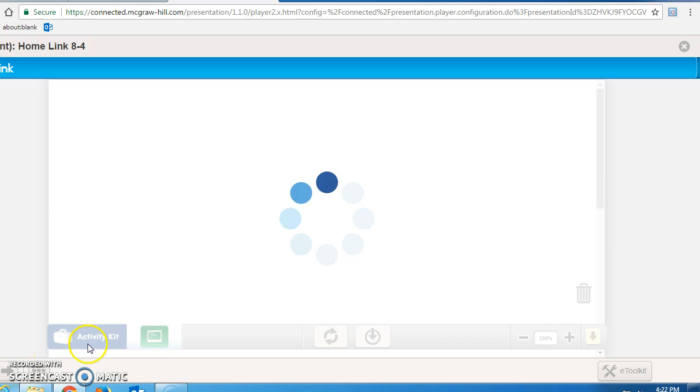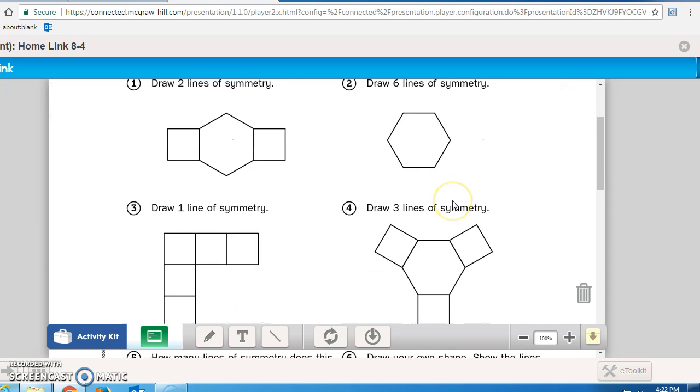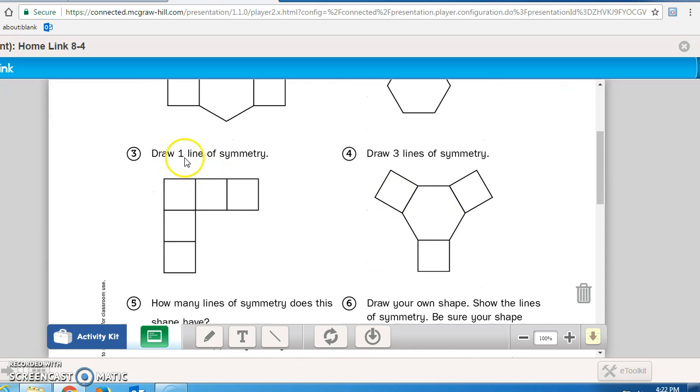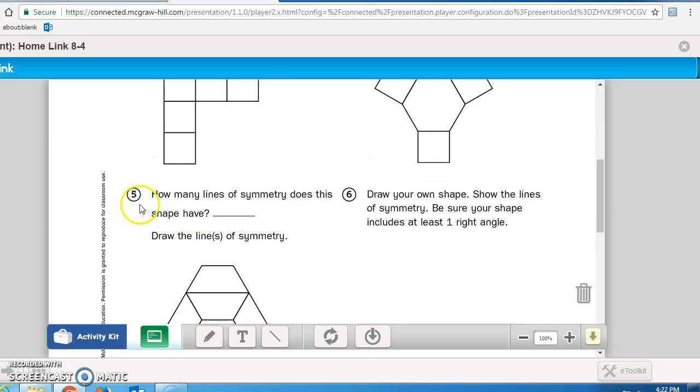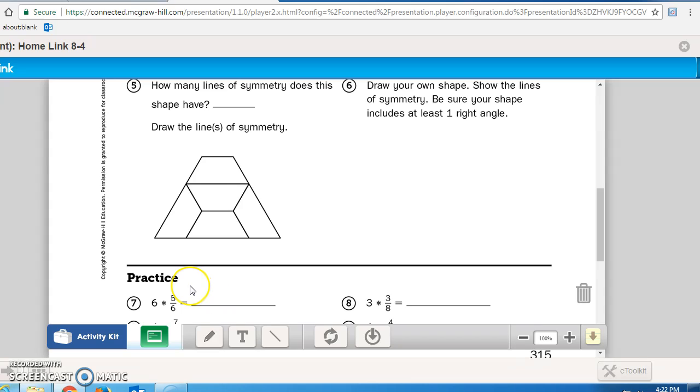Masters page 315, following the directions and making sure that if it says draw 6 lines of symmetry, you draw 6. If it asks you to draw 1 line, you draw 1, 3 lines, 3, and then it says how many lines of symmetry does this shape have? And then draw your own shape to show the lines of symmetry. Be sure your shape includes at least 1 right angle. And then do the practice at the bottom.